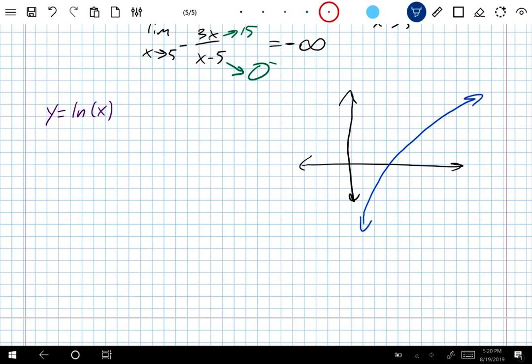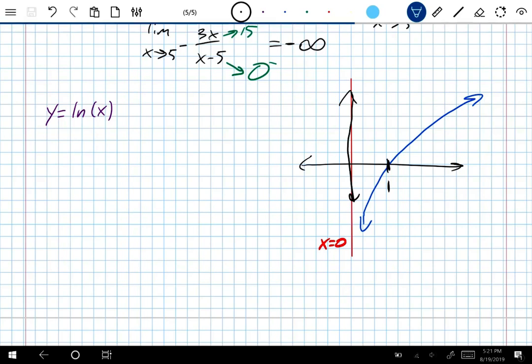Okay, it has this vertical asymptote. Here, we'll do this properly. It has a vertical asymptote here of x equals 0. And then it goes off to infinity off to the right here. If I were to have drawn this to scale, it should cross right at 1. So the natural log of 1 is 0. Natural log of 0 is, say it to yourself, doesn't exist. Natural log is not defined for 0 or negative numbers.